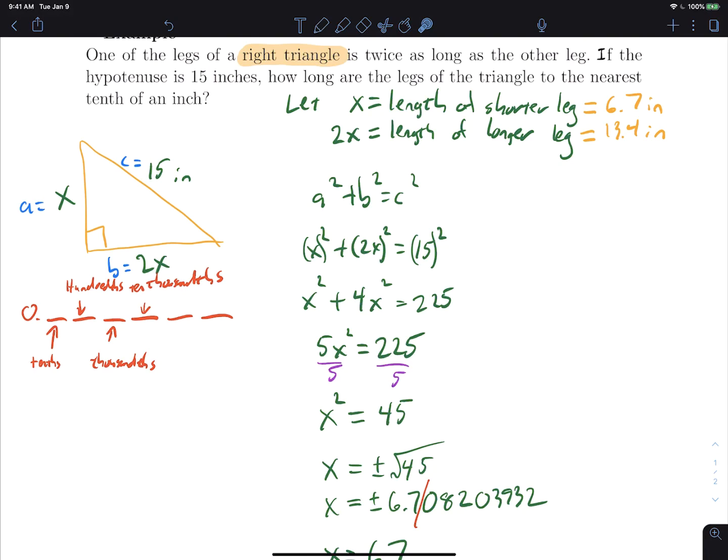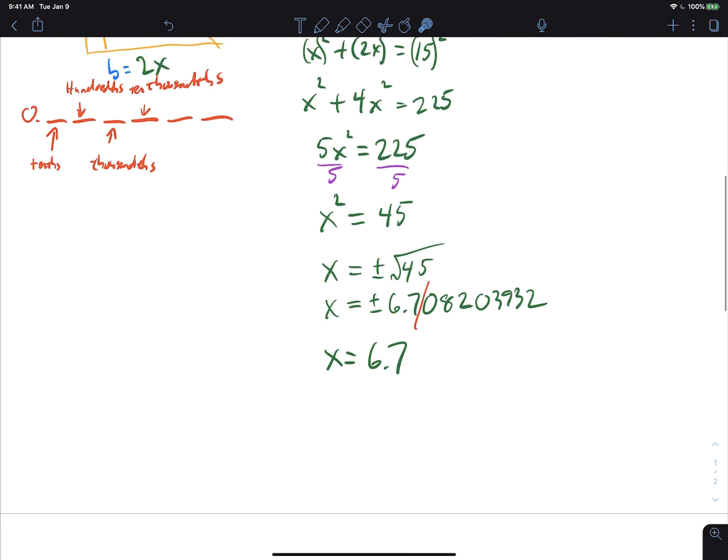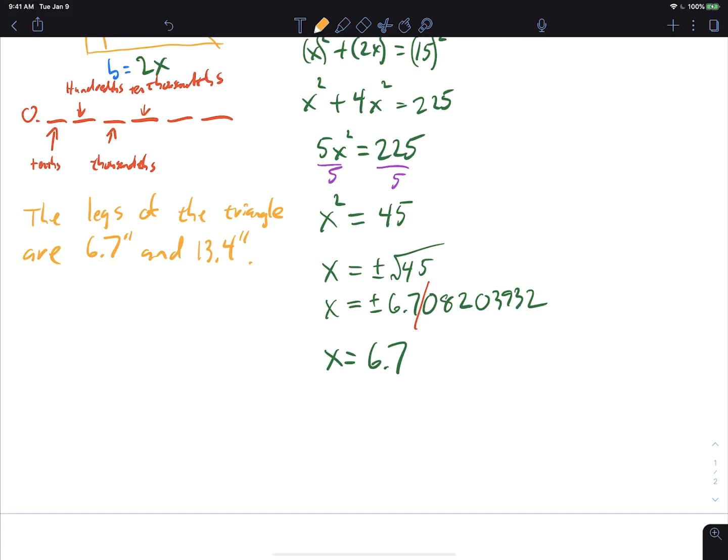Awesome. And what was the question asking? How long are the legs of the triangle to the nearest tenth of an inch? That's what we have right here. So in answer to the question, the legs of the triangle are 6.7 inches and 13.4 inches. Notice I didn't clarify which one was the shorter leg and which one was the longer leg because, well, frankly, if you can't tell that 6.7 is smaller than 13.4, we have a bigger problem than just not labeling something.